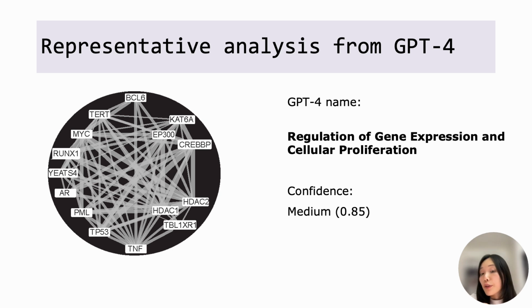Now I want to give you an example of a representative analysis from GPT-4 for the gene set I've shown in earlier slides. It has 15 protein members, and you can read the gene names here in the figure. GPT-4 proposed the name as regulation of gene expression and cellular proliferation. The confidence it gives is medium level, and the exact score is 0.85.